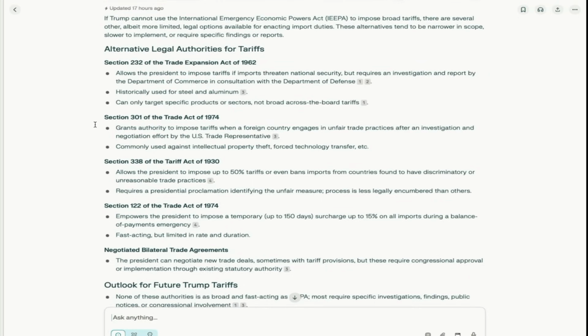Section 301 of the Trade Act imposes tariffs when a foreign country engages in unfair trade practices, after an investigation and negotiation effort by the U.S. Trade Representative, commonly used against intellectual property theft, forced technology transfer, and such. That's not going to get his across-the-board tariffs in place.